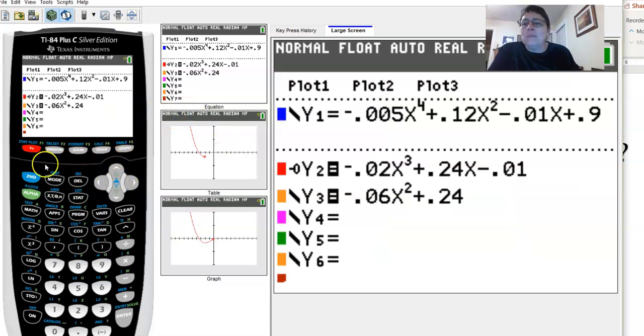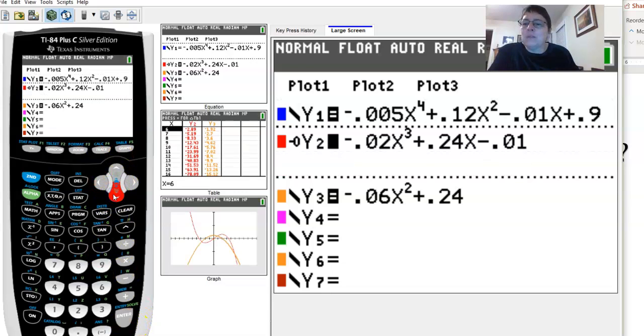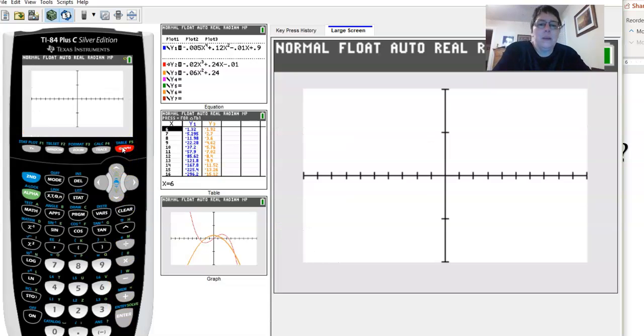So what happens? Let me turn on the original function, but turn off the first derivative graph. So here's our M.